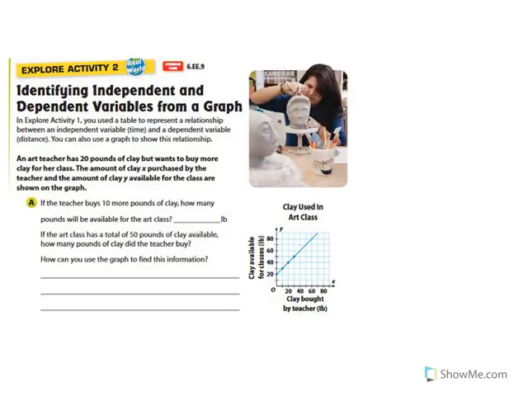So here we go. Here's some practice. All right, so we're going to identify the variables from this word problem. An art teacher has 20 pounds of clay but wants to buy more clay for her class. The amount of clay X purchased by the teacher and the amount of clay Y available are shown on the graph, so take a look at it. All right, so what is our starting point? Our starting point is not the origin 0, 0 there, right? Our starting point is 20 pounds of clay, so that's what she's starting with, and that's given to you right away. And so that's where you start.